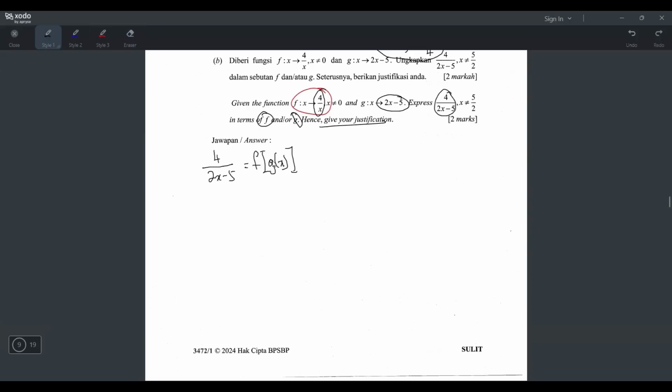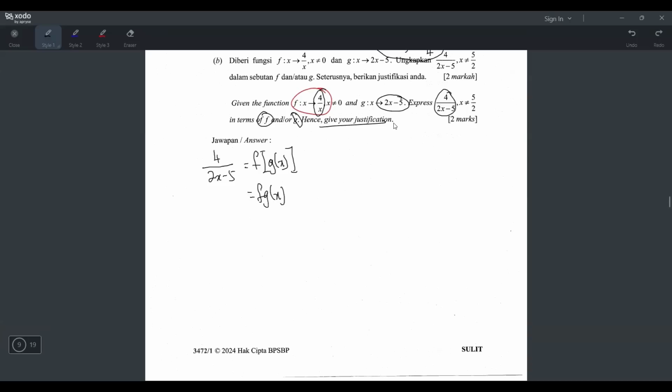Okay, I repeat one more time. 4 over 2x minus 5 is the same as function f(x). It's just that the x changed to 2x minus 5. That is why I know this is function f(x), but the x has to be replaced with g(x). So this is the answer. That's why it's equal to fg(x).